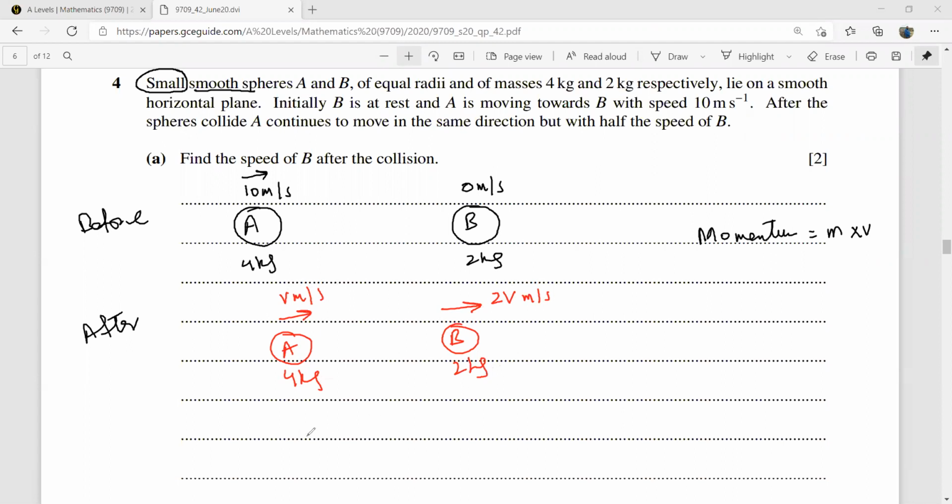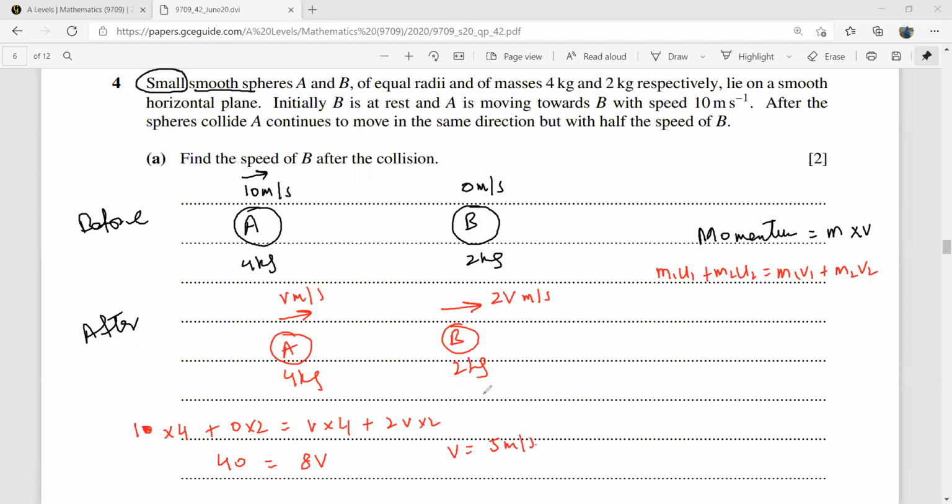So we have the formula that momentum before the collision is 10 times 4 plus 0 times 2. The formula is basically m1u1 plus m2u2 equals m1v1 plus m2v2. So this is 10 into 4 plus 0 into 2, equal to V into 4 plus 2V into 2. So you have 40 equal to 8V, so V is going to be 5 meters per second.